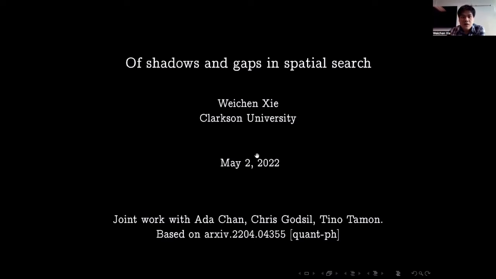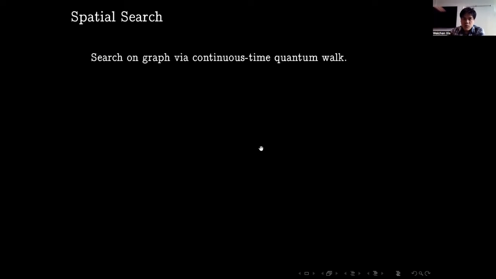Okay. So first, what is a spatial search? In one sentence, spatial search is a search algorithm on a graph with a continuous time quantum walk. To be called a search algorithm, there must be a target vertex. The target vertex is marked by a self loop, the vertex w here. In my talk, I will abuse notation for the vertex w and the indicator vector for the vertex w. So it can be a vector or it can be a vertex itself.